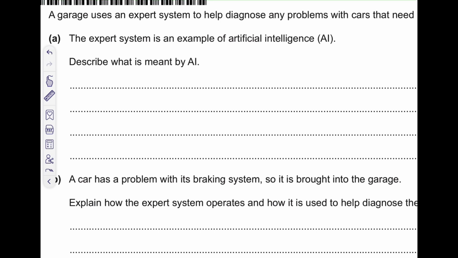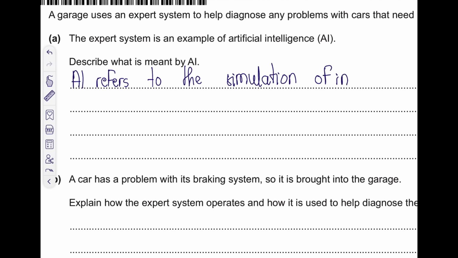First of all, you're going to write that AI refers to the simulation of intelligent behavior, like thinking skills, that is expert systems where it can think like a human expert, or also judging skills. Simulation of intelligent behavior by a computer.